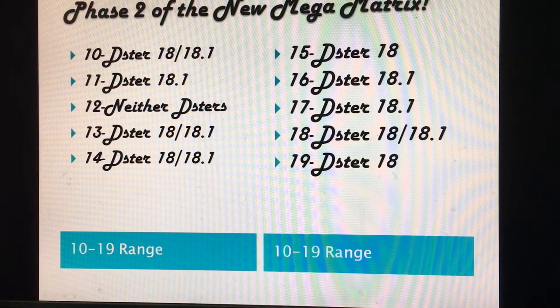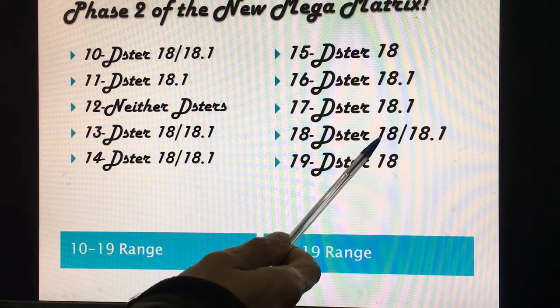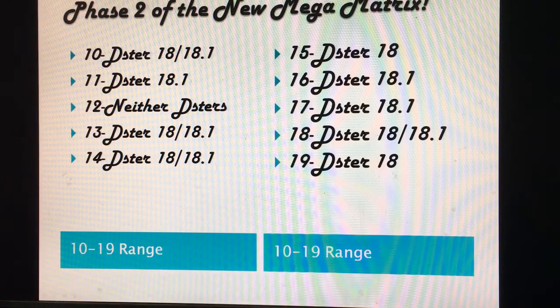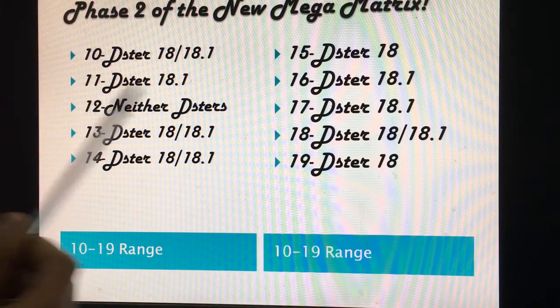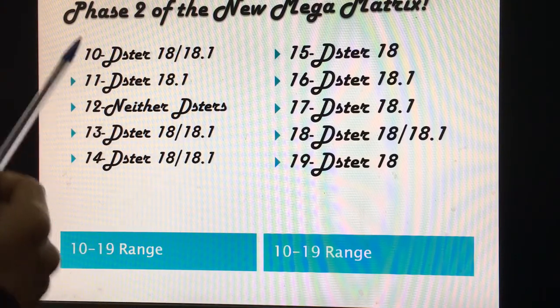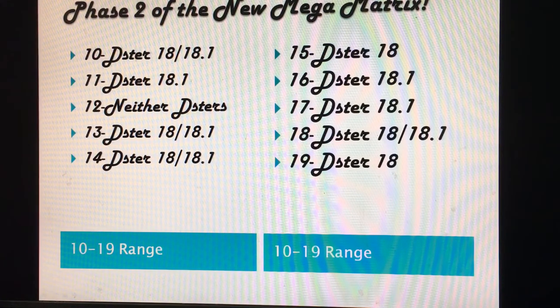So if you're not using the 10 to 19 range, you can pick 10, 13, 14 on one Decker, Decker 18, and then maybe 18 on another Decker, and 17 and 18 with the same Decker. So when you pick 10, 13, 14, you can separate it into Decker 18 or Decker 18.1. If you use 10, 13, and 14, and you separate it into Decker 18.1, then you pick numbers that are in Decker 18, meaning 19 and 15.